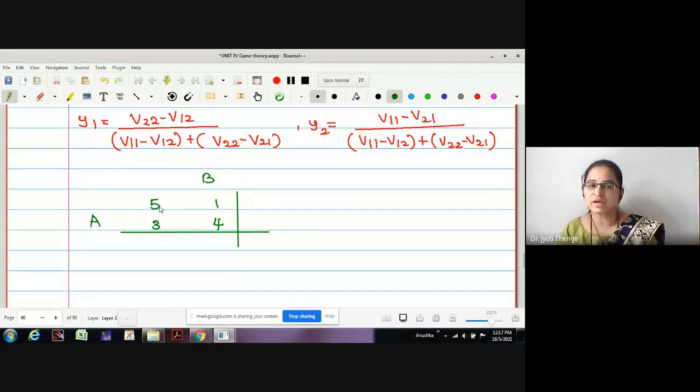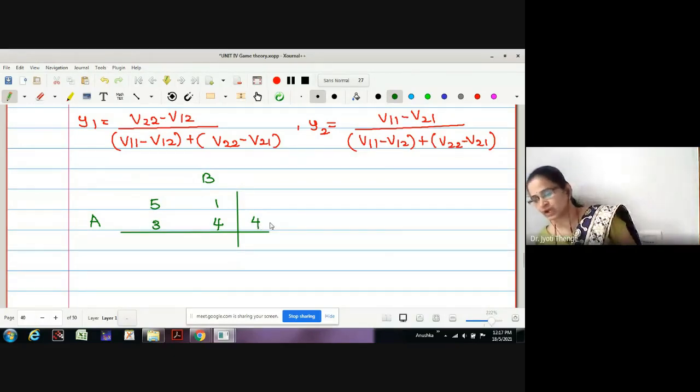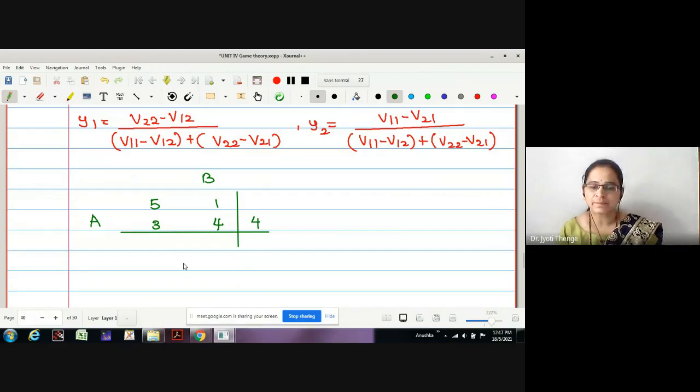Therefore, let me find the difference of first row elements. What is the difference of first row elements? 5 minus 1, is it 4? Let me put it under second row. Okay, difference of second row elements, 3 minus 4. Minus 1 actually, but neglecting the negative, it is 1.